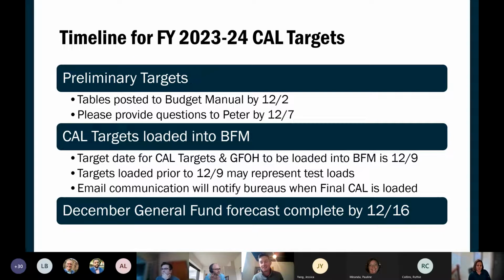So I'll pause here, and if there's any questions on this portion before we get into general fund overhead, I'll take a moment to hear those out. Okay, so it sounds like there are no questions on Cal. So I'm going to move into general fund overhead. So if you need another cup of coffee, this is a really good time. Let's move on to general fund overhead.